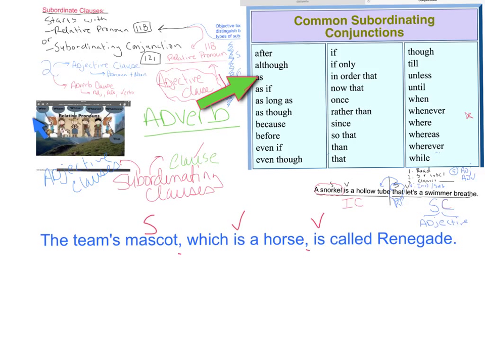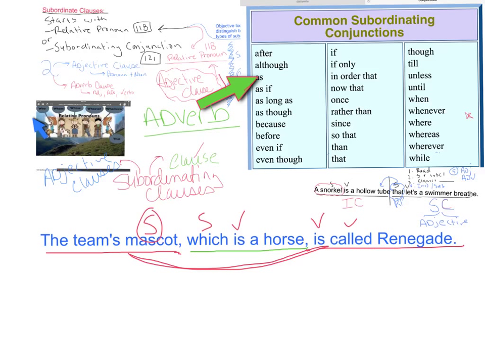Is a horse. What is a horse? Which. The commas tell me that I've got two different things going here. I have this whole thing, the team's mascot is called Renegade. That is one clause, and here's my other clause, which is a horse. So I have two clauses. I have to keep in mind that these two are connected. They are the same clause, because there's my subject and my verb is over here. Remember, I can put those things in there for independence.